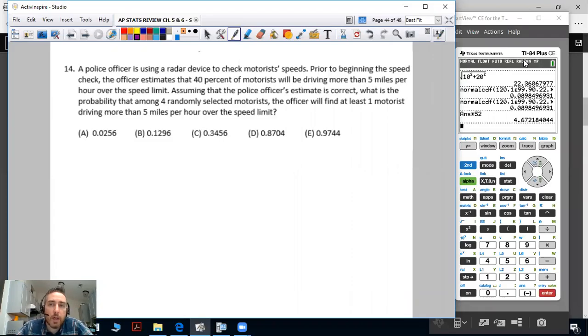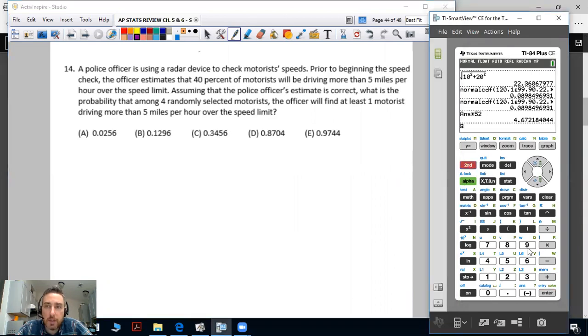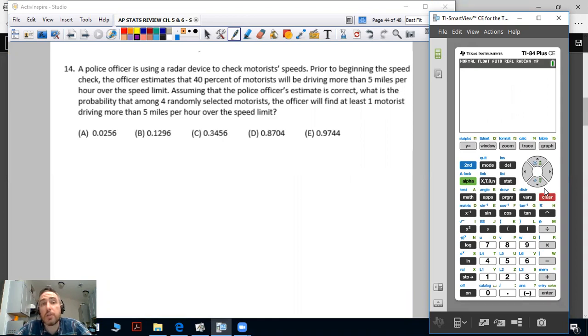Number 14, a police officer is using a radar device to check motorist speeds. Prior to beginning the speed check, the officer estimates that 40% of motorists will be driving more than 5 miles per hour over the speed limit. Assuming that the police officer's estimate is correct, what is the probability that among 4 randomly selected motorists, the officer will find at least one motorist driving more than 5 miles per hour over the speed limit?